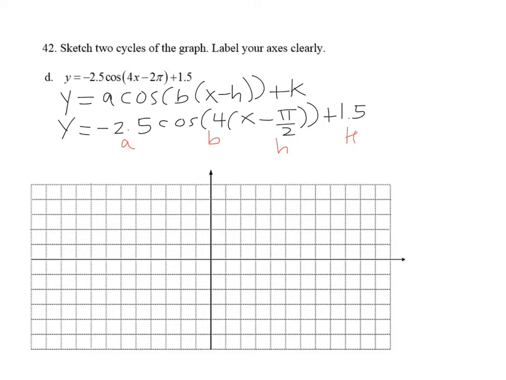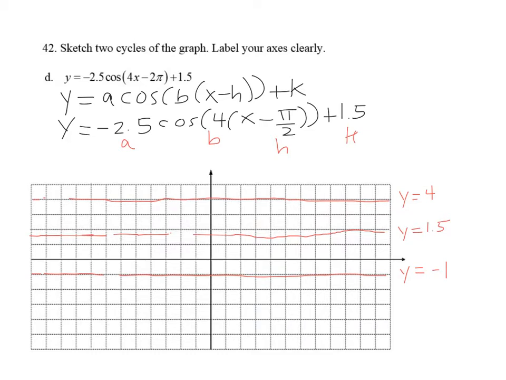So usually what I do first is draw some dashed lines to represent the midline and the amplitude. In this case, since k equals 1.5, that means the midline runs through y equals 1.5. So I'm going to do a line at approximately y equals 1.5. And then to represent the amplitude, the max and min will be 2.5 units above and below that line. So the top of the graph is going to hit y equals 4, and the bottom of my graph is going to hit y equals negative 1. So the cosine curves are going to wave in between those lines.